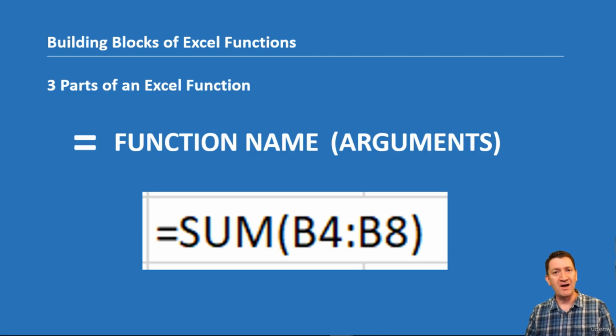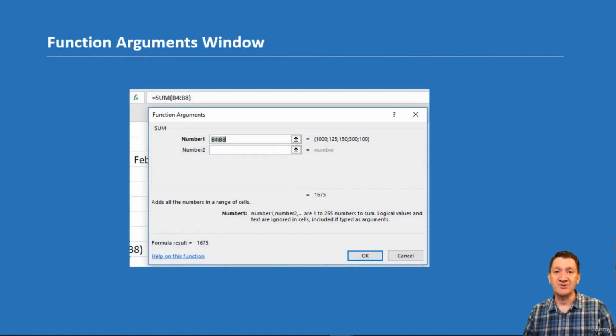They determine how we use them and what types of data it needs to do its job. That's where the arguments come into play. Now, the next thing that I want to bring your attention to, and we're going to get very familiar with this window. This is called the function arguments window.